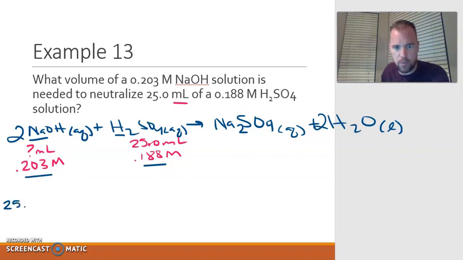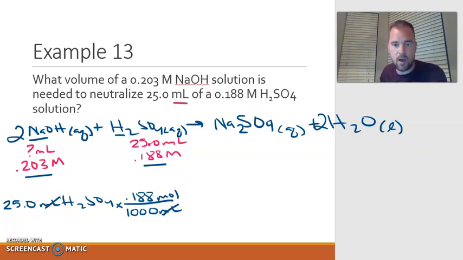So 25.0 milliliters is the amount of acid, and ultimately I'm going to use that to solve for my base, right? So there's my milliliters. Now I'm going to convert to moles by using the molarity for the acid. So I know that for every 1 liter of solution, which is the same thing as 1,000 milliliters, there is going to be 0.188 moles. So that'll get rid of my milliliters, and now I'm in moles. Okay, so that's step number 1.